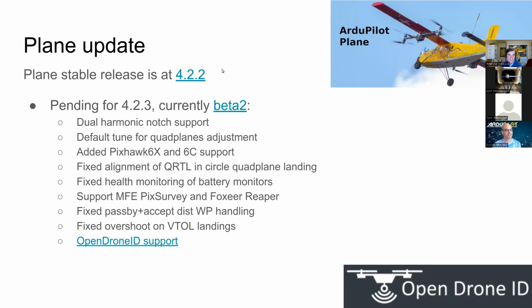All right, Plane update. Plane stable is currently 4.2.2. 4.2.3 beta 2 went out this morning. It's currently being built on the build servers. There's Pixhawk 6X support and 6C, various fixes. The key thing, from the quad plane point of view, was that we fixed an overshoot problem in VTOL landings, which could be quite nasty, could cause a vehicle to fly quite a long way past the landing point and then slowly make its way back. It's now a lot better for when you get that overshoot. And of course, the big one is the Open Drone ID support, which is in the beta 2. And I'm expecting that the final of 4.2.3 will be out within the week.